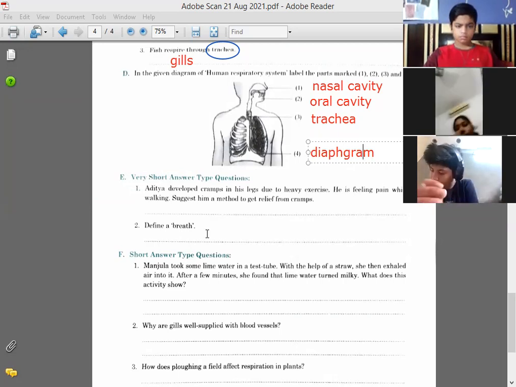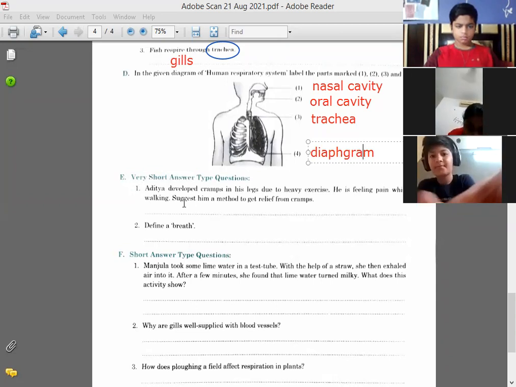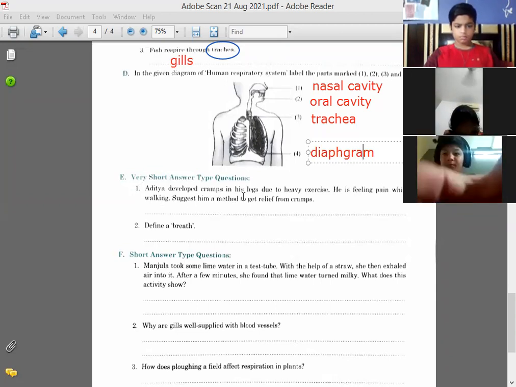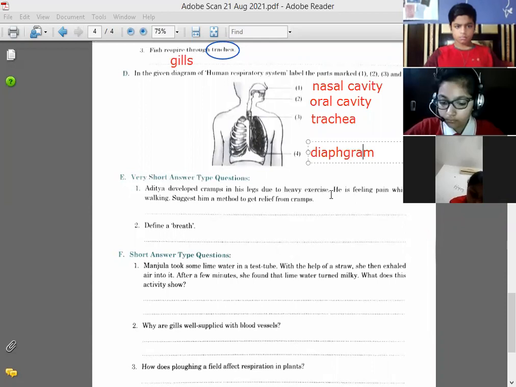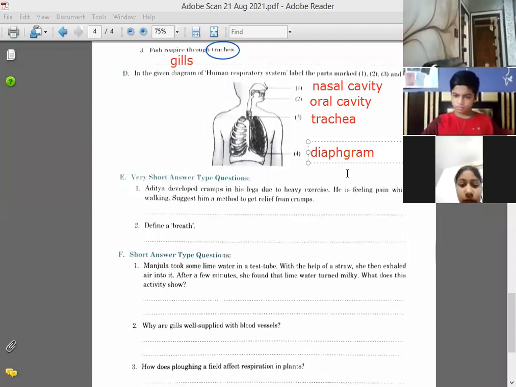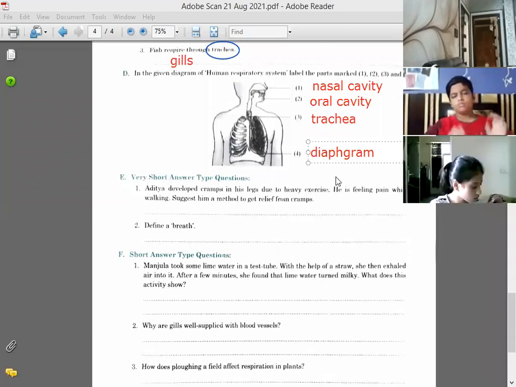Next is part E, very short answer type questions. Aditya developed cramps in his legs due to heavy exercise. He is feeling pain while walking. Suggest him a method to get relief. Okay, children, those who have raised hand, kindly tell me. Yes, Nishchay Jain. Yes, ma'am.